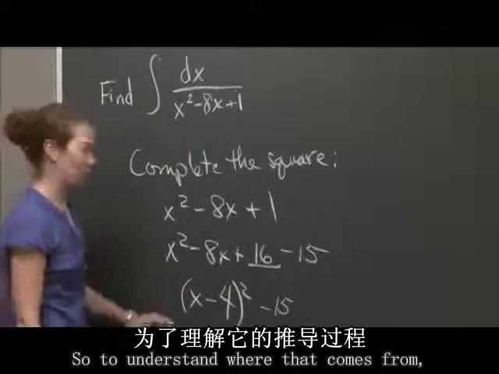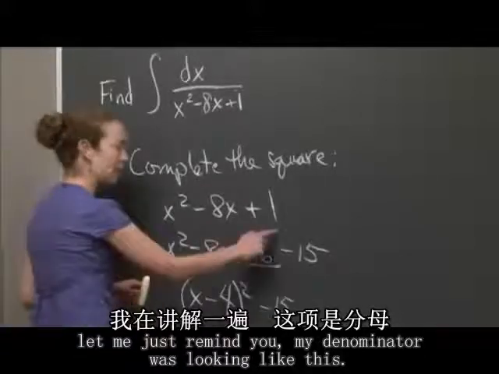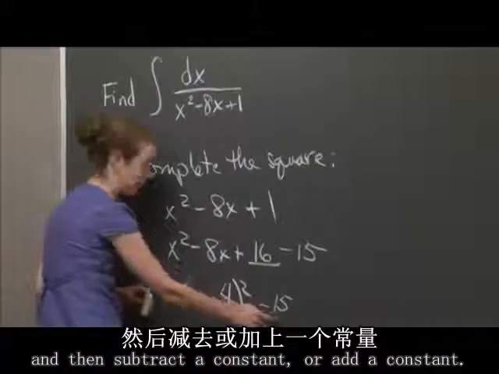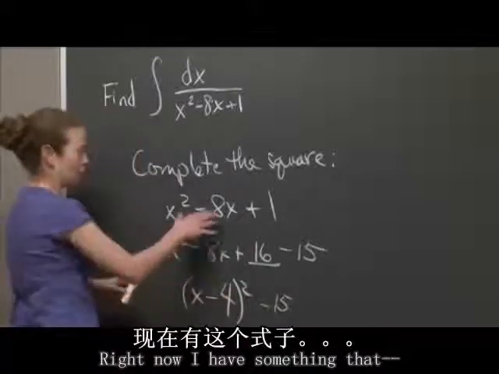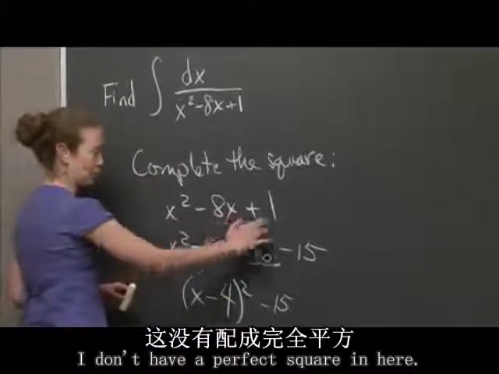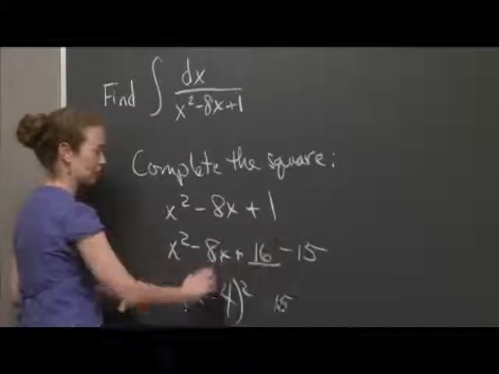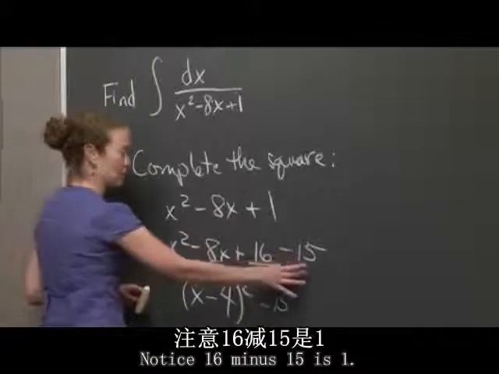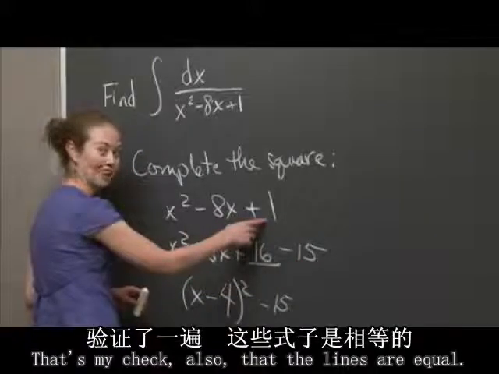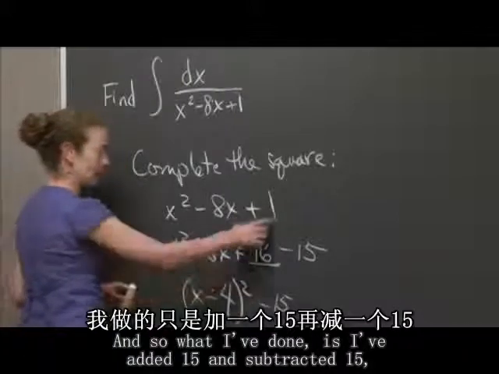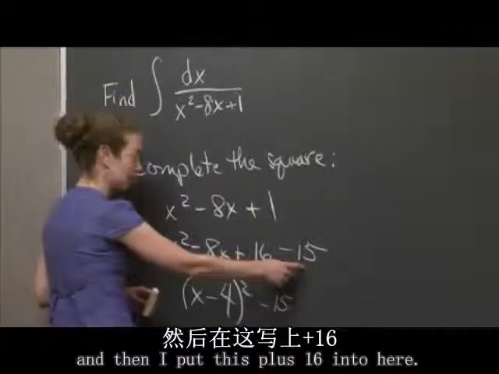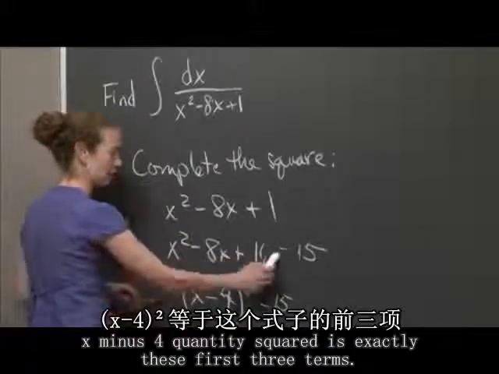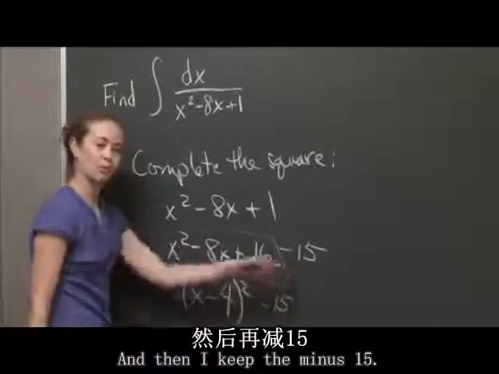To understand where that comes from, let me remind you, my denominator was looking like this. I'd like it to have a perfect square and then subtract or add a constant. Right now I don't have a perfect square in here. I can't make this into a perfect square unless I add a certain amount to the constant right here. So I had to add 15 to the constant. Notice 16 minus 15 is 1. That's my check also, that the lines are equal. So I've added 15 and subtracted 15, and then I put this plus 16 into here. x minus 4 quantity squared is exactly these first three terms, and then I keep the minus 15.